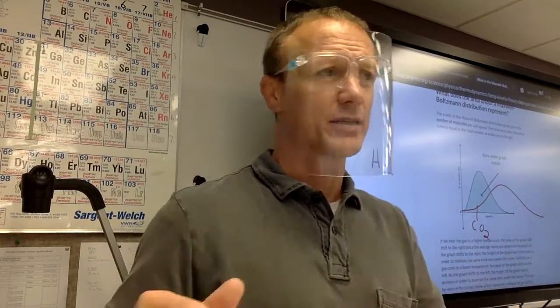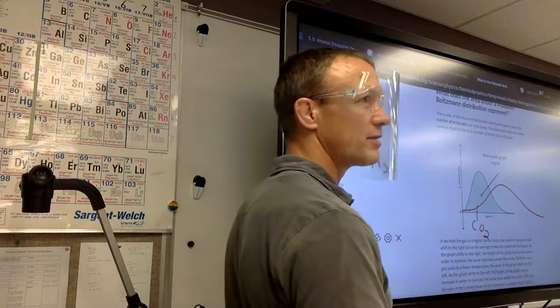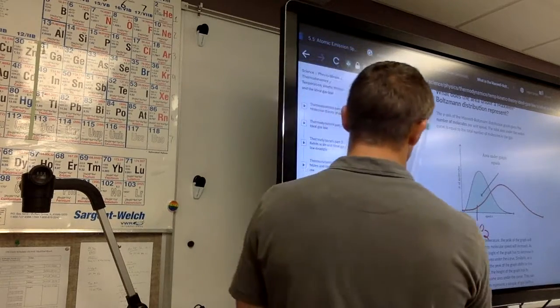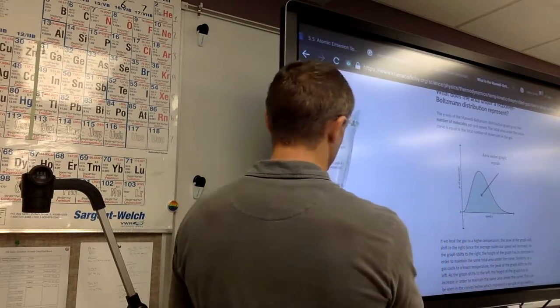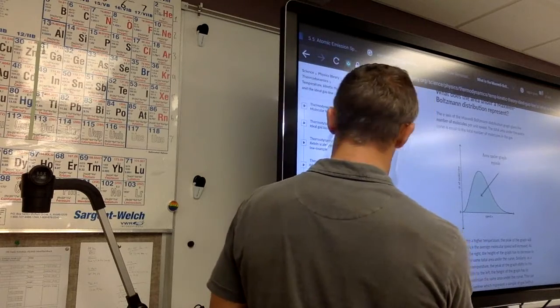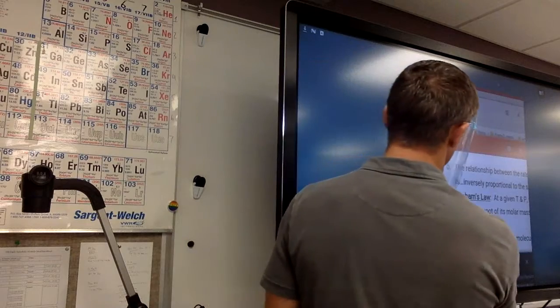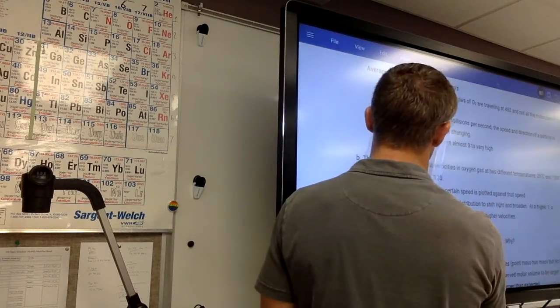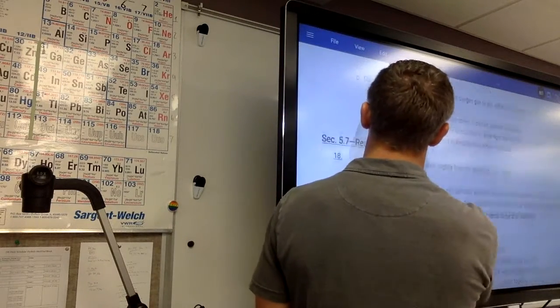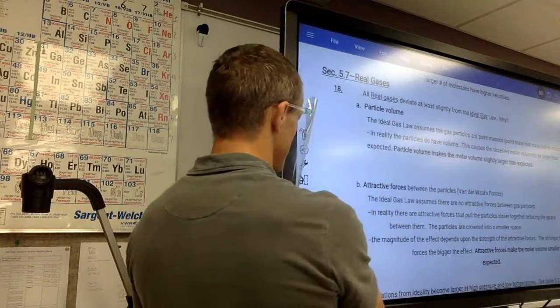Last thing. Real gases. As opposed to fake gases. Now, so here's what this is. The ideal gas equation, PV equals nRT, is very, very accurate. Okay, so PV equals nRT.